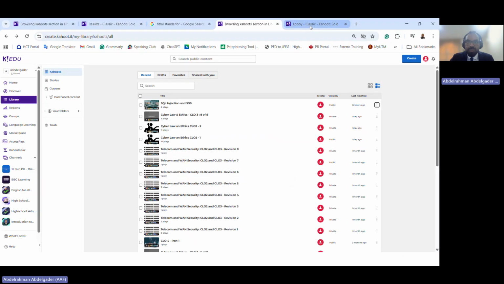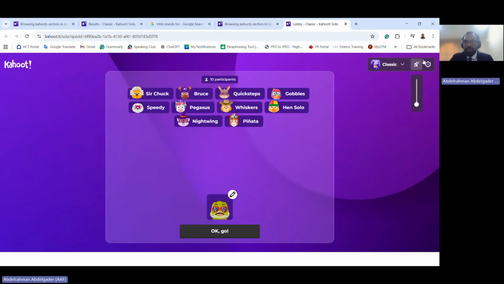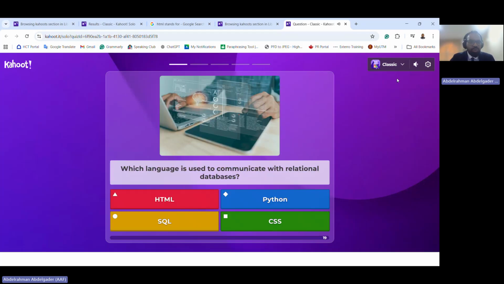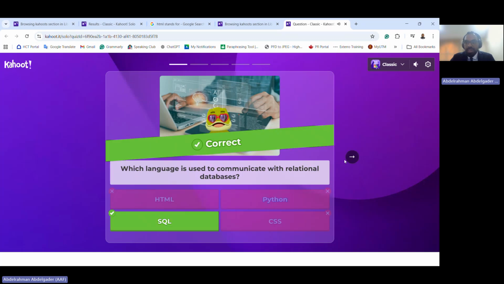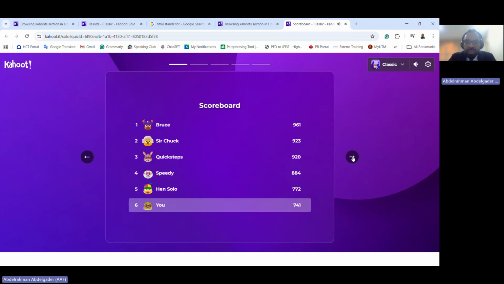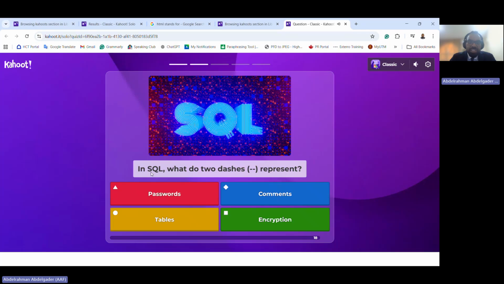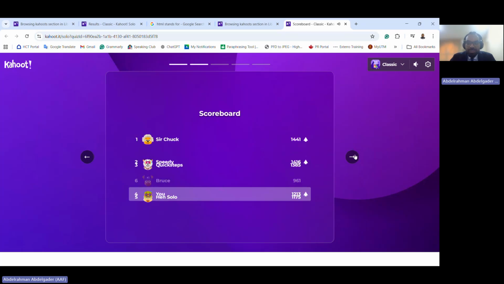This is my presentation, and I have one more thing to include in it, which is a Kahoot that I usually like to include in my classes. So, which language is used to communicate with relational databases? We all know the answer for that. It's SQL, or structured query language. Let's check the other question. In SQL, what do two dashes represent? It represents a comment, correct. Let's move forward.